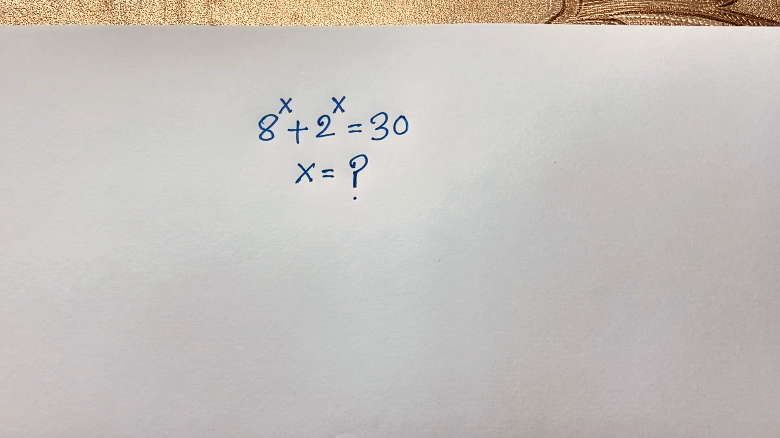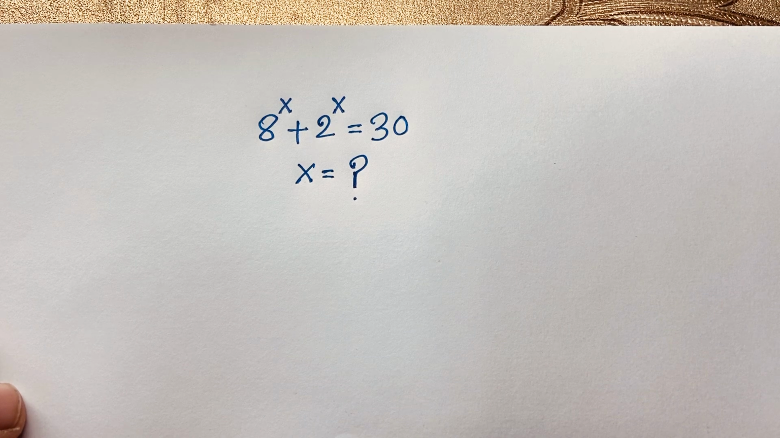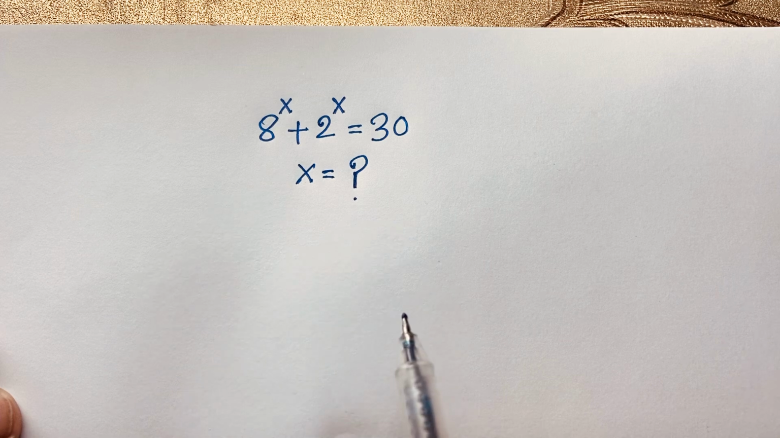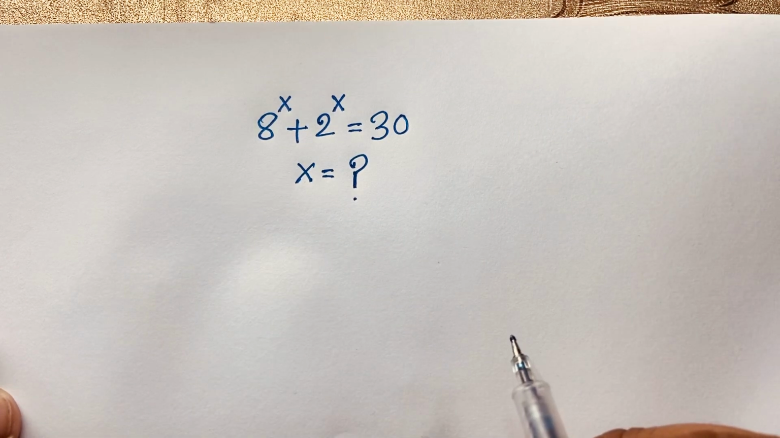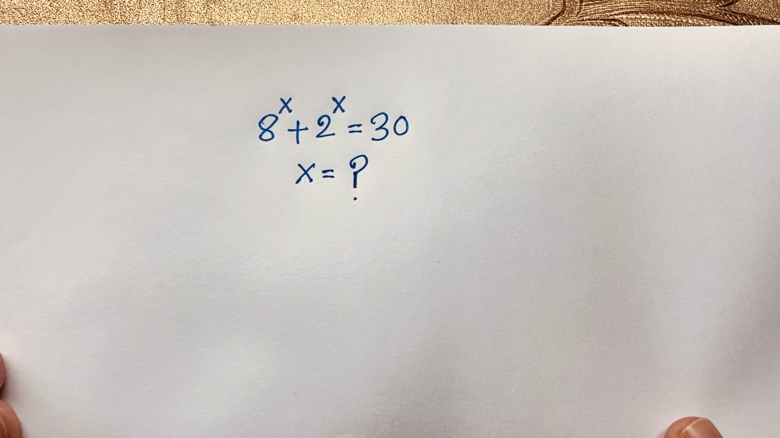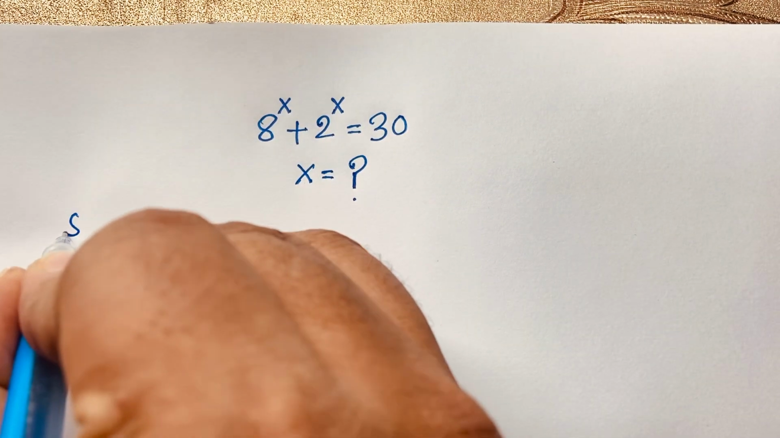Hello everyone. In this video, we have solved a nice maths Olympiad question. It is an exponential equation, which is 8 to the power x plus 2 to the power x is equal to 30. We'll find out what is the value of x in this exponential maths Olympiad question. So, solution.